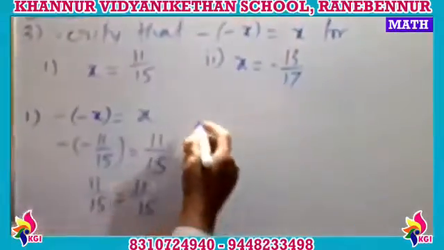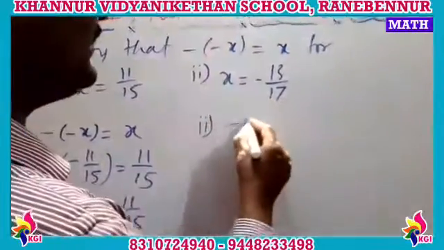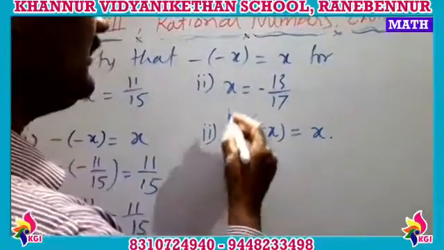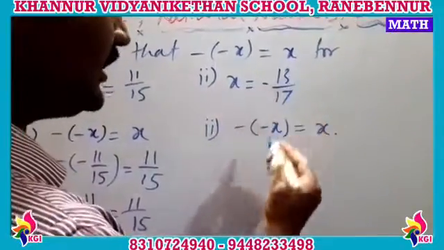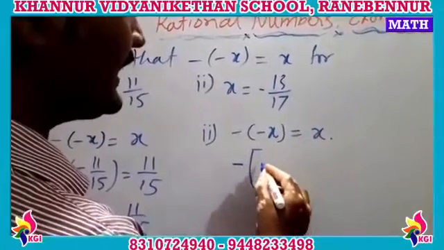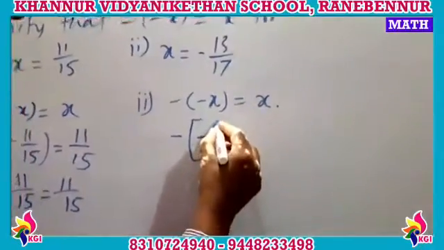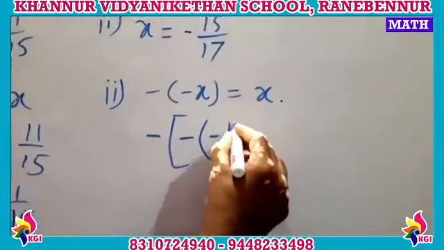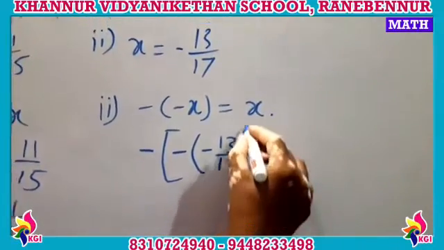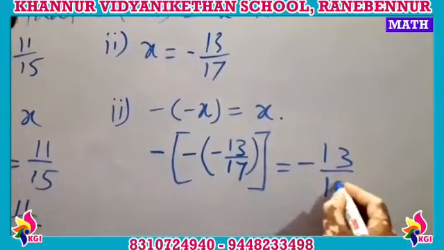Like that we go for the second one. We are supposed to put the value again in minus of minus x is equal to x. The x value is minus 13 divided by 17, right? So I write the minus outside as it is. Then I take a big bracket. This minus I take as it is. The x value is minus 13 divided by 17, so I put one more bracket. After I close the bracket, then the bigger bracket also. That is equal to minus 13 divided by 17.